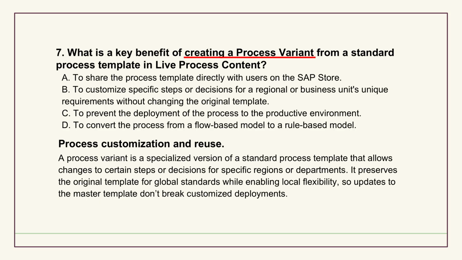Agility, really. You can customize specific steps, maybe add a regional approval threshold, change decision rules. Oh, like maybe add an extra tax review step only for the German team's reports. Without ever touching the original global standard. Exactly, without touching or breaking it. So the global template remains the gold standard, but the local team gets the flexibility they desperately need.